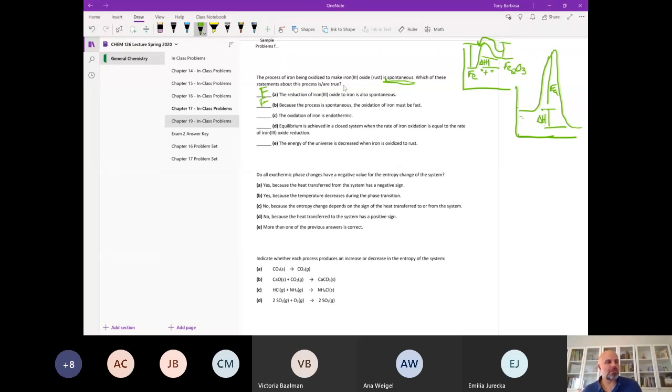I said equilibrium, and I don't... I guess what I meant to say, let me try to think about what I'm trying to say when I say the word equilibrium. So for the chemical reaction, maybe equilibrium is probably a poor term.